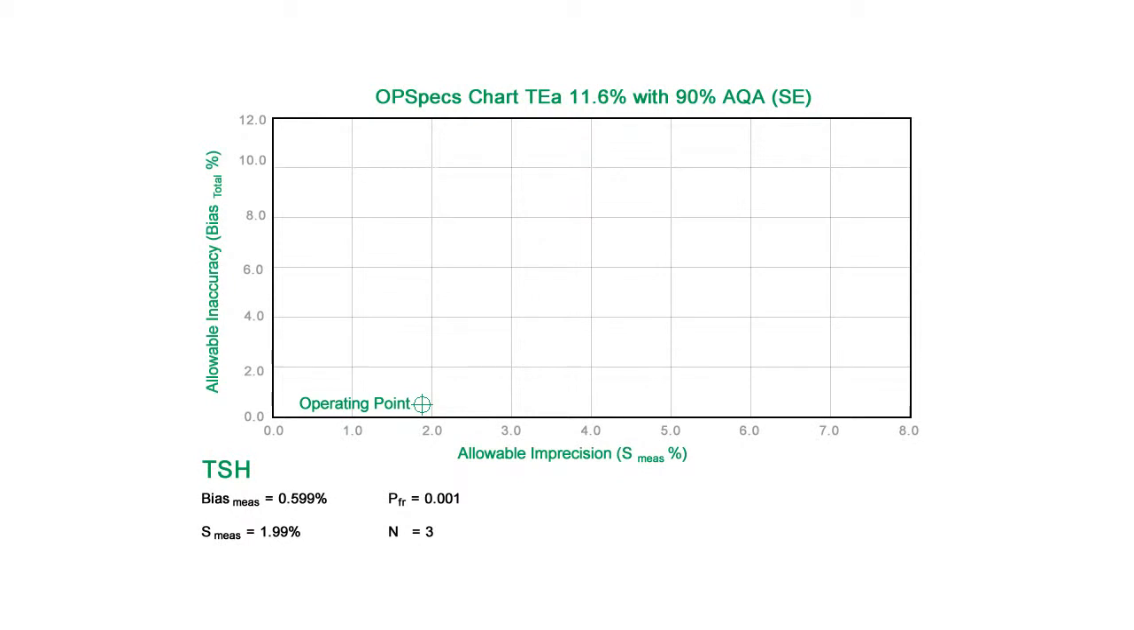Now that we have the framework for our chart, we can plot our operating point. This is the point where your test bias and imprecision intersect. So how do we determine if the operating point is acceptable? We do this with the use of two lines. The first is the maximum limits of stable process. This represents a 1.65 sigma.